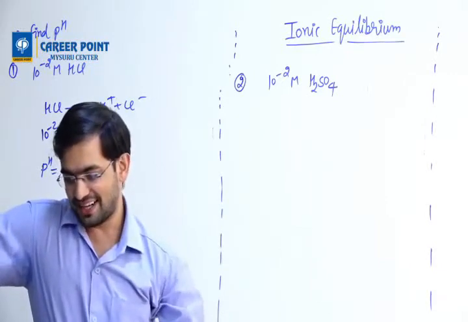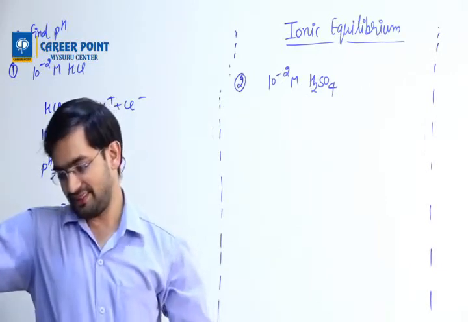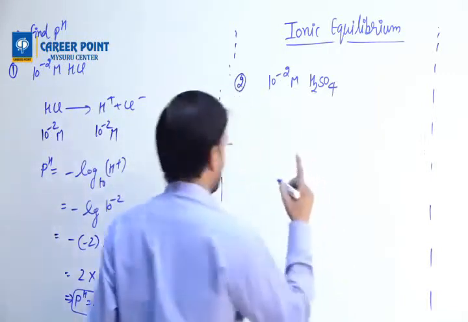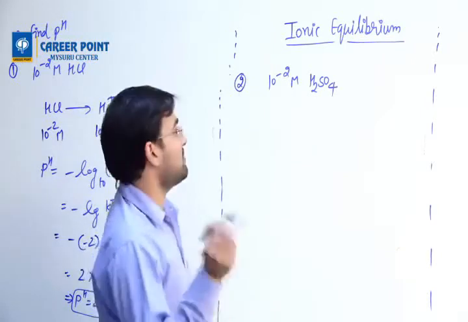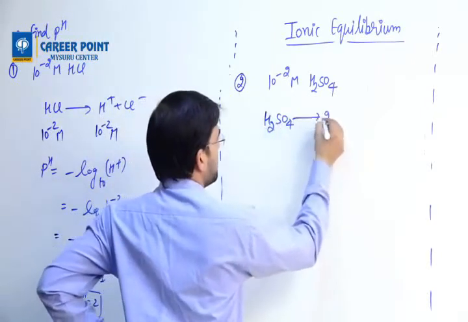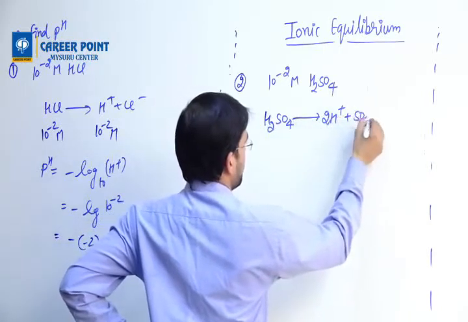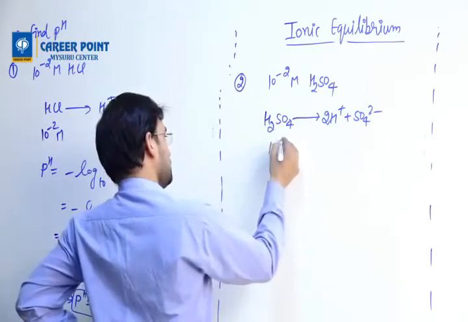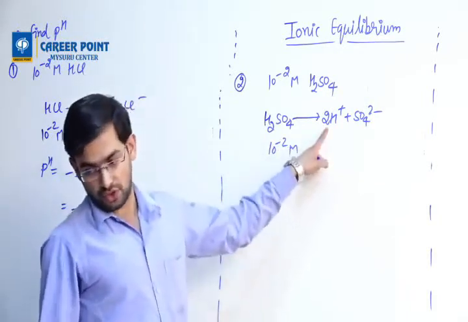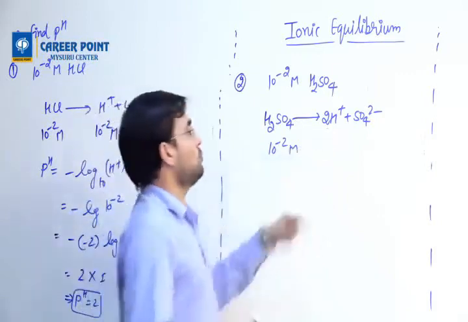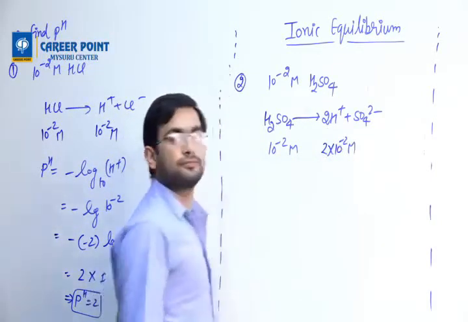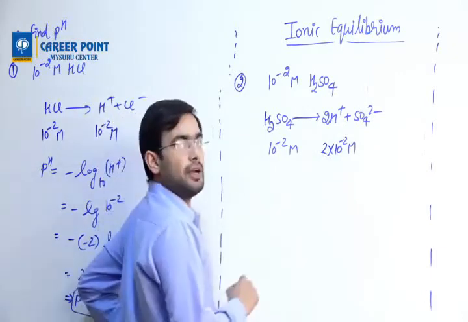pH will not be directly double. Okay, so I told you, what is the first step? First step is breaking an acid. H2SO4 gives rise to 2H+ and SO4 2 minus. 1 mole gives you 2 moles. So it means 2 into 10 power minus 2 molar.